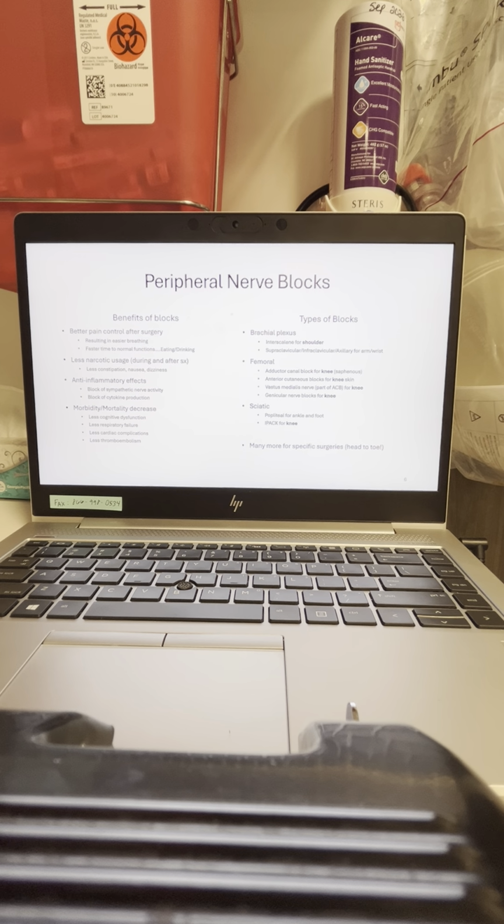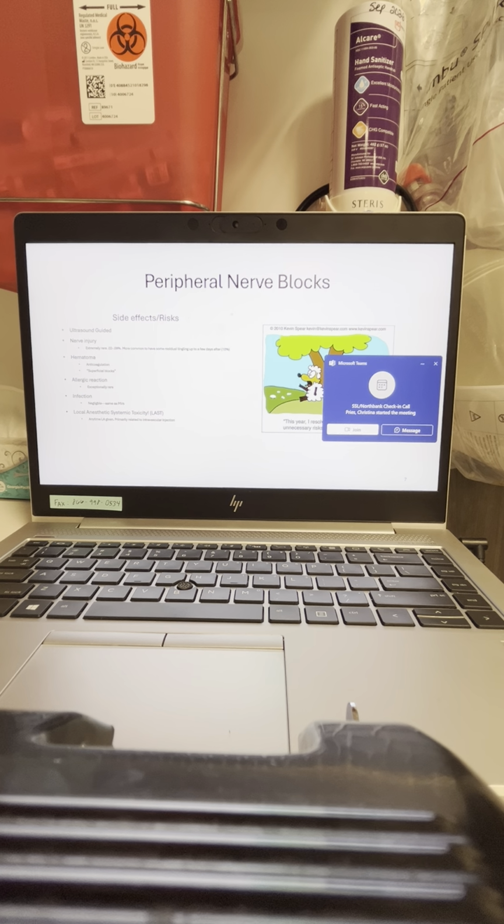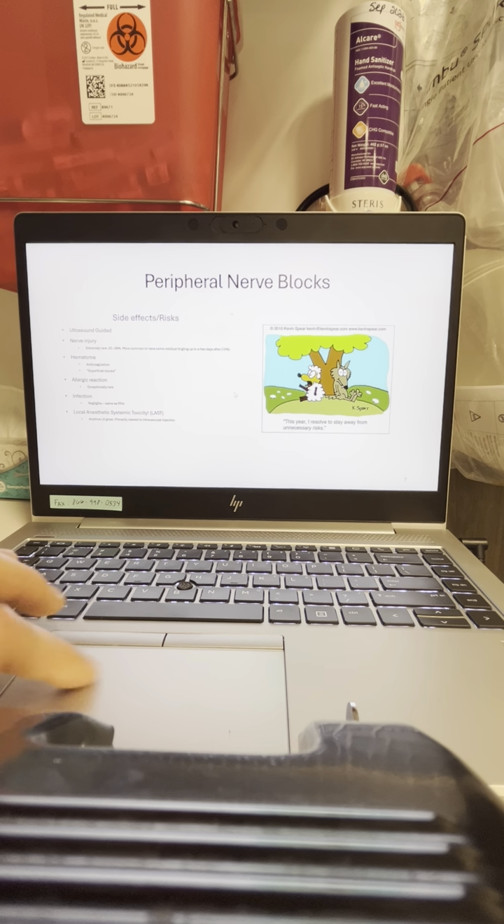Okay, so side effects and risks, just in general for nerve blocks, all once again extremely rare, especially now that we do them all ultrasound guided. We're no longer needing to do it blindly or with the nerve stimulator, and so we can see the nerves and make sure we're not getting too close to them, and then we can see the vessels and make sure that we're avoiding them.